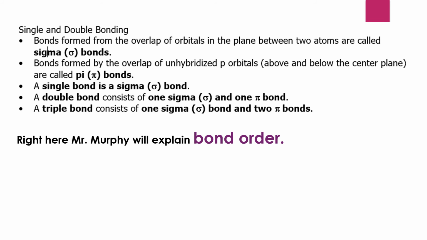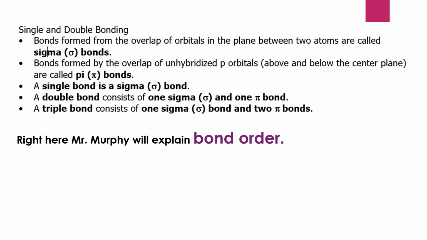Okay, single and double bonding. That single bond, the first bond that is formed, is called a sigma bond. And it's a pretty low energy, easy bond to form because it's a direct connection between the two atoms. The second bond, though, is far more complicated, and it's called pi bonding. And it actually exists around the sigma bond.